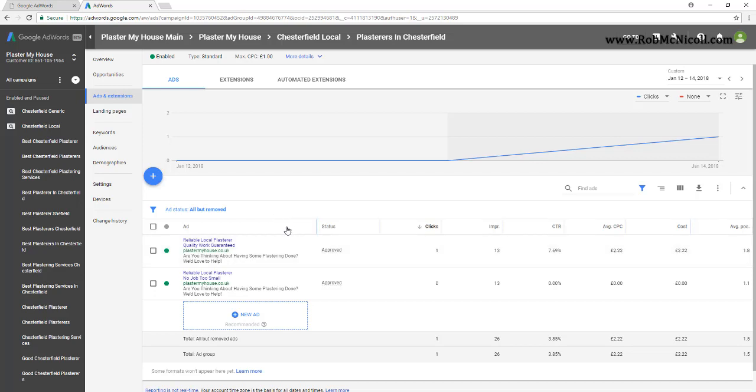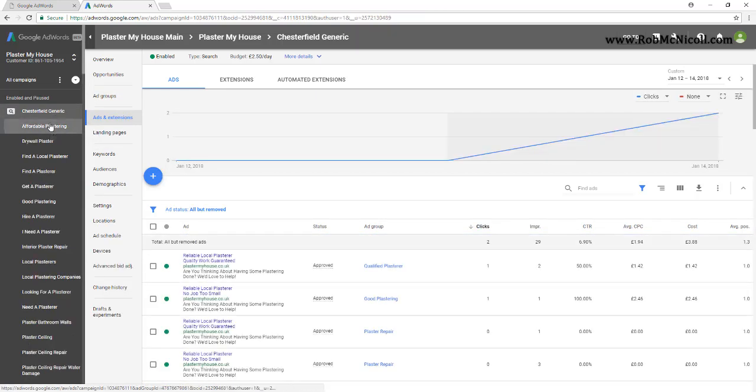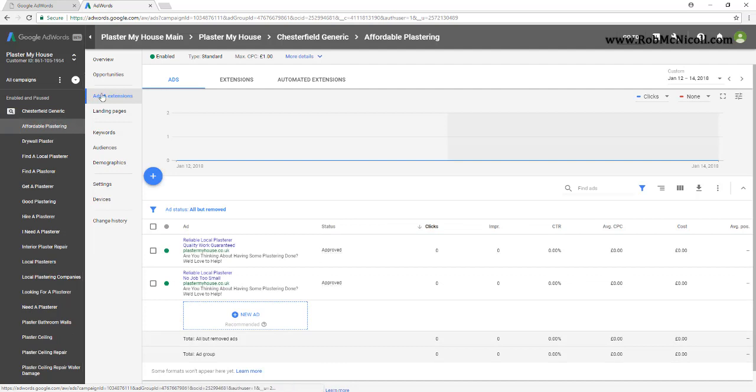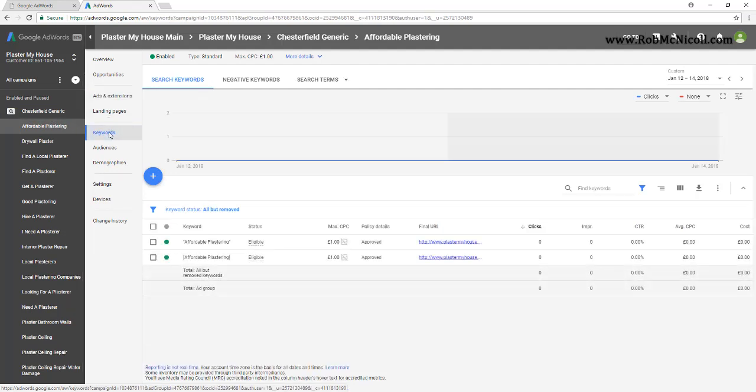So hopefully you get an idea now about how an AdWords campaign is structured. You've got your campaigns at the top level, underneath you've got your ad groups, and underneath your ad groups you've got your ads and ad extensions, and you've got your keywords as well, and that covers that.